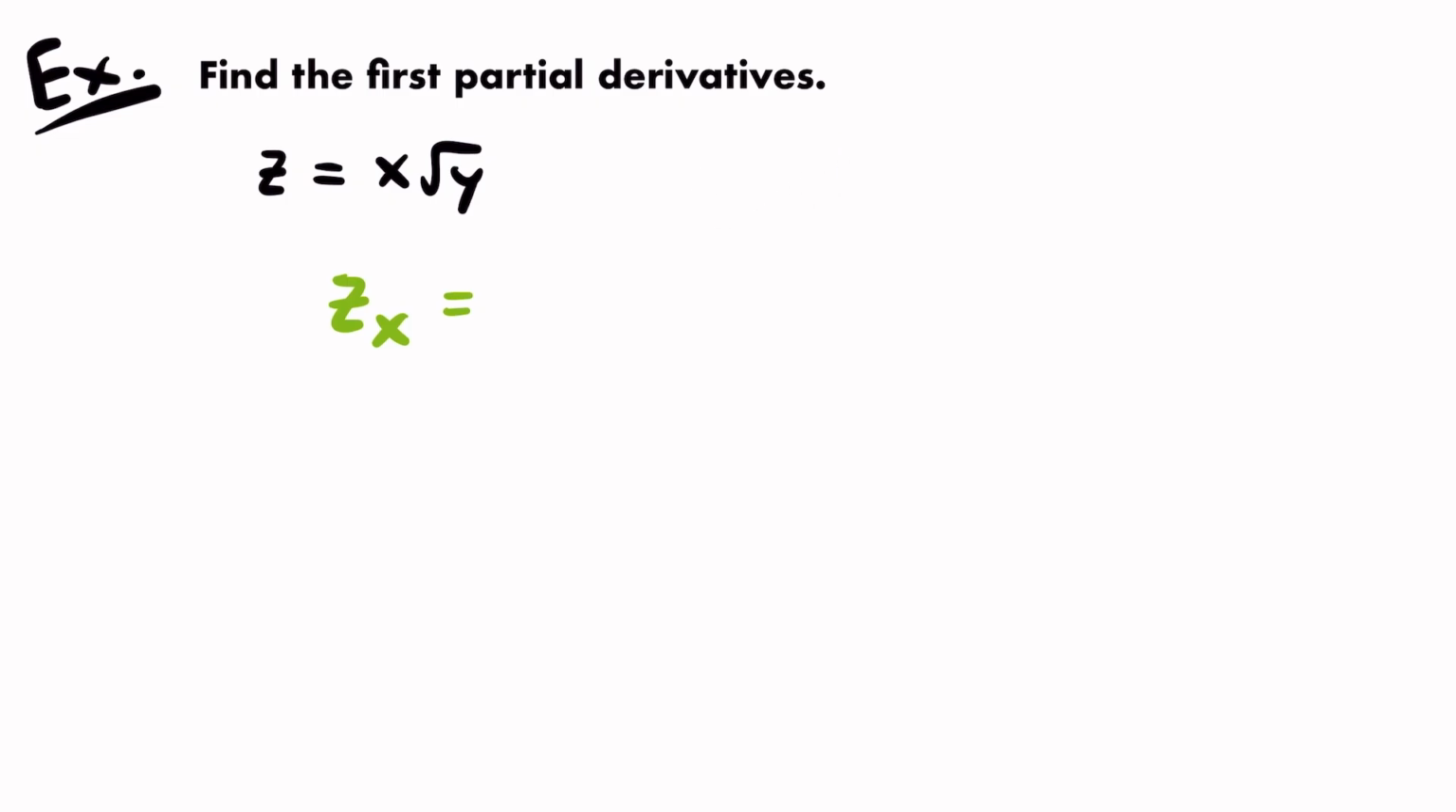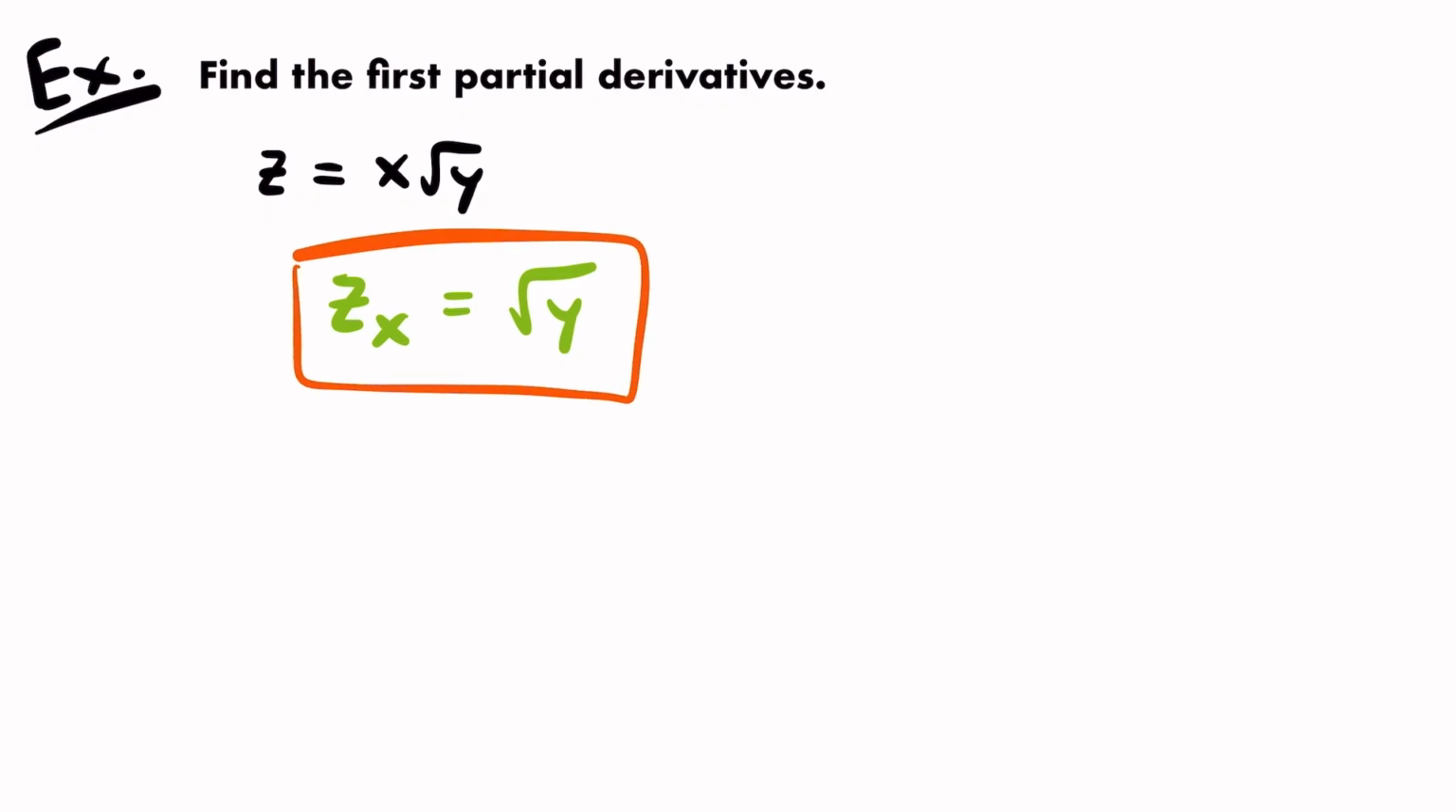All right, that is the coefficient of that x to the power of 1. We're just treating y as a constant. And so that was a pretty simple derivative. Z sub x is equal to the square root of y.